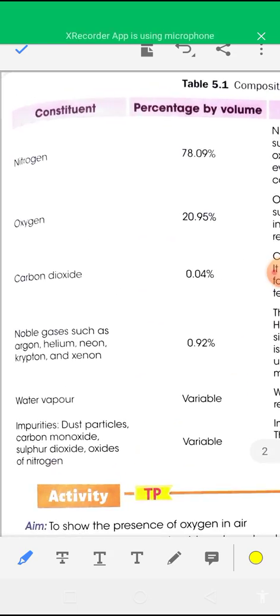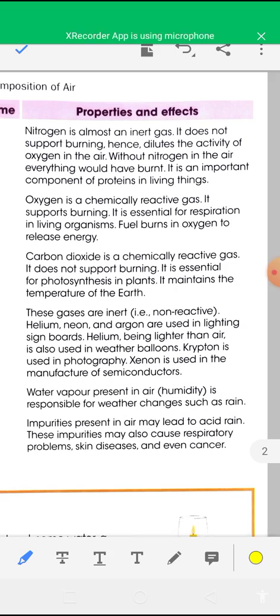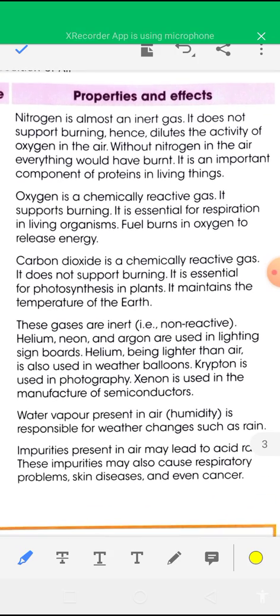The first component is nitrogen, and the percentage of nitrogen in air is 78.09%. Now see the properties of nitrogen. Nitrogen is almost an inert gas, and it does not support burning. Hence it dilutes the activity of oxygen in air. Without nitrogen in the air, everything would have burned. It is an important component of protein in living things.